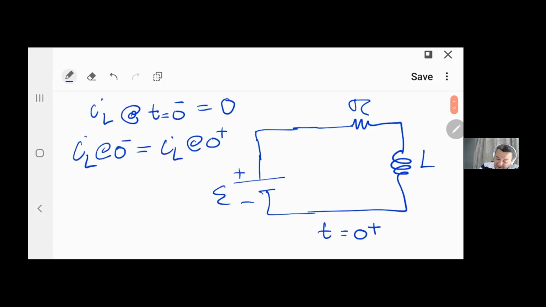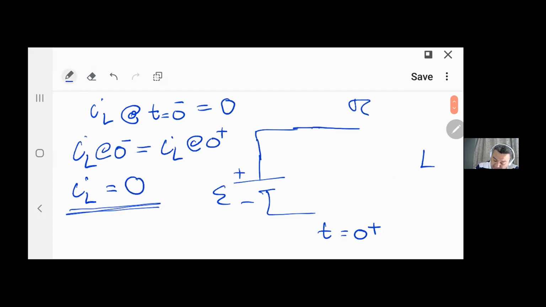What does this mean? This means that right at t equals 0 plus, the inductor current would be 0. So the inductor current should be 0. What does a 0 current in a component mean? This means there is no current going into this component, which means I can remove this inductor and replace it by an open circuit.